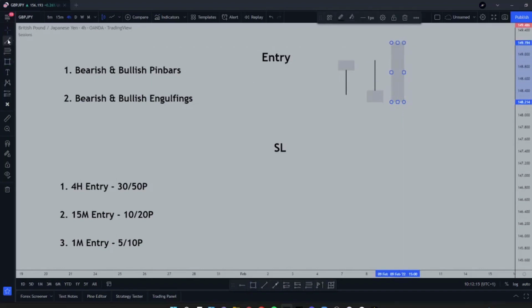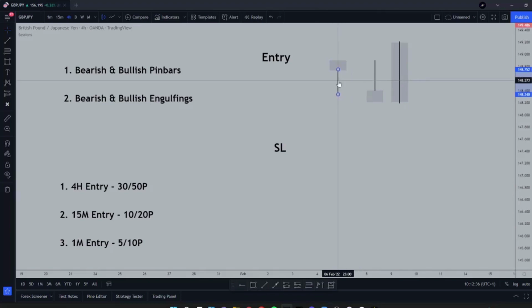We have bullish engulfing. Let me just draw it properly for you guys. You have a bullish engulfing of the previous candle. Very good entry candle for a buy zone. And we have bearish engulfings. Basically the same thing, but the opposite.